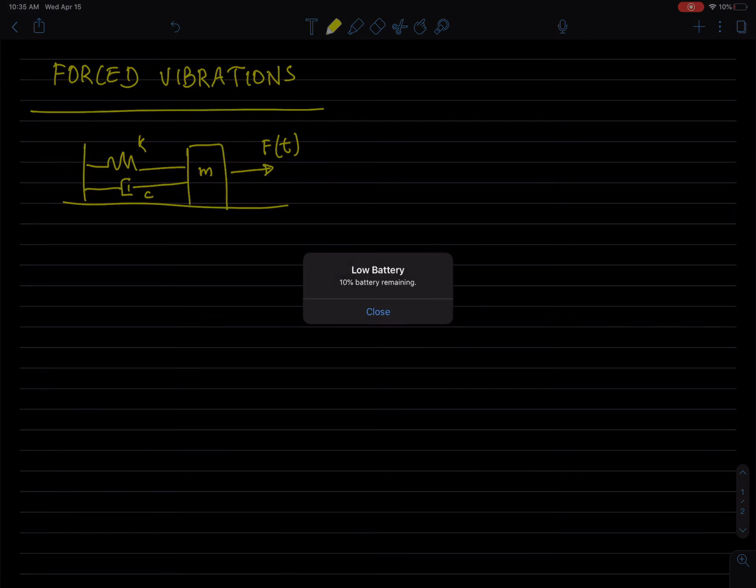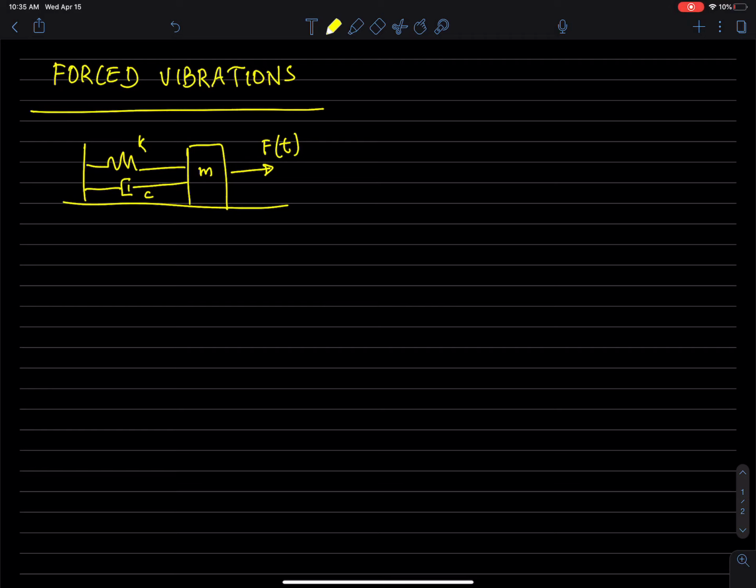So we have a free body diagram that looks like this. Normal reaction N, gravity acting downwards mg, and kx, cx dot, where x is again measured from the equilibrium position or the rest position of the spring. So given this free body diagram, we have an equation of motion.